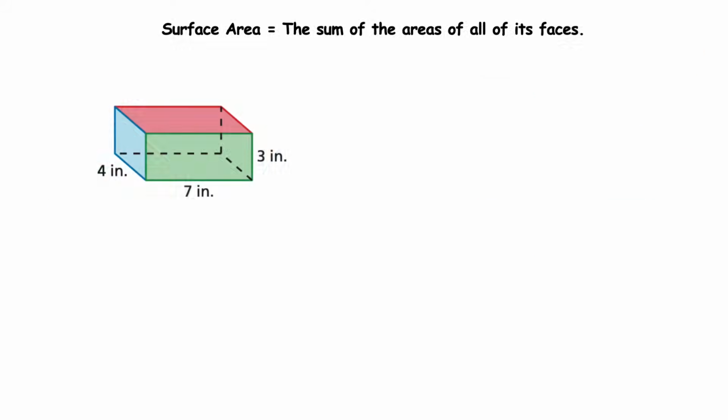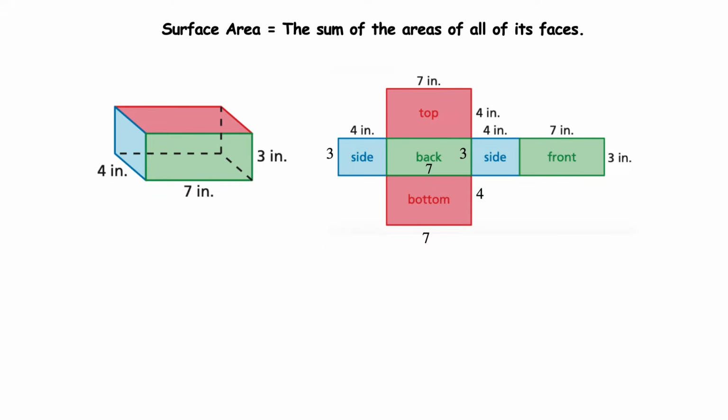Let me show you. Let's create a net of this rectangular prism. Remember, to create the net, you just unfold the prism. The net will look like this. I used the different colors in this net to make it easier for you to see the different faces of the prism. Now I'm ready to find the surface area. I need to find the area for each individual face and then add those areas together.